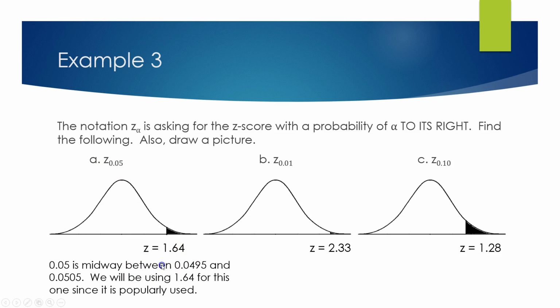However, 1.64 is a very popular z-score. If we figured this out to more decimal places, this would round to 1.64. So every time that I have this choice, you'll find that I always use 1.64, and it's just because it's a well-known area and z-score.